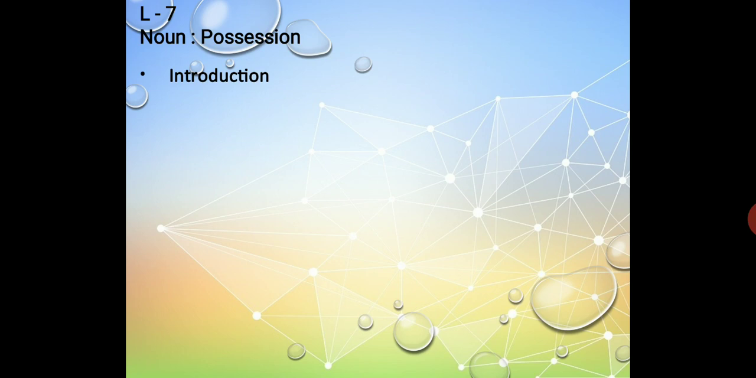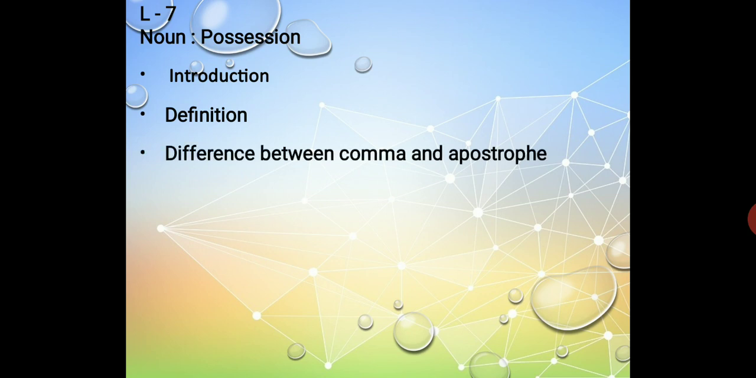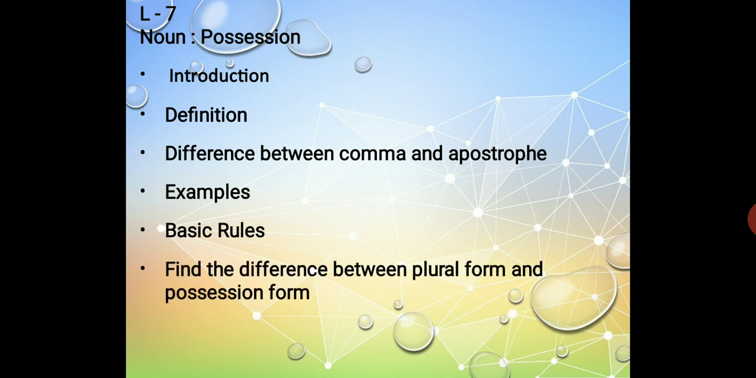First of all, we see the introduction, then the definition, then we will see the difference between comma and apostrophe, then we will see the examples according to comma and apostrophe. Then we are going to learn some basic rules of possession. Then we will find the difference between plural form and possession form. And then I will give an exercise for your homework.